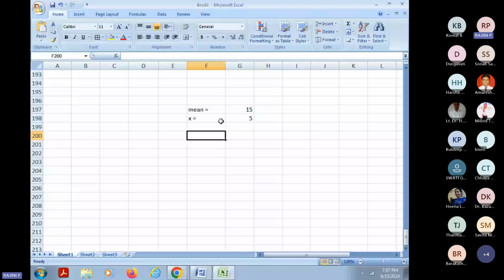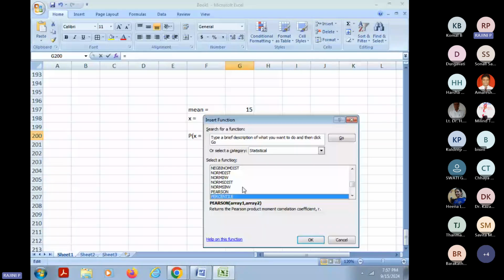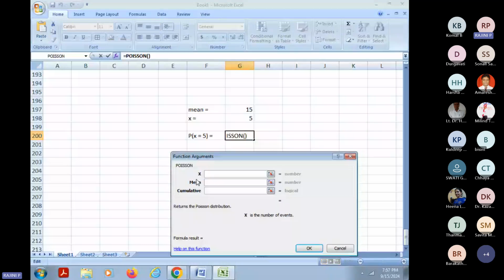So sorry, check the probability of what? Probability of x equal to 5. Okay, x equal to 5, how can we do that? Just go to the function and then click on Poisson. Yes, okay. And then x is equal to what? 5. And mean is equal to how much they gave? 15. And cumulative. Can anybody tell me what should I take? Cumulative, either true or false?